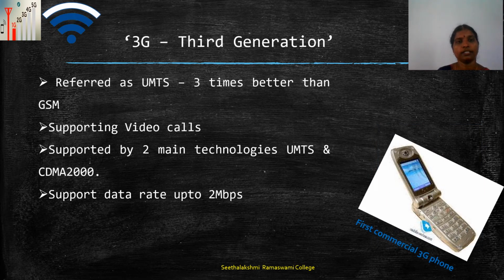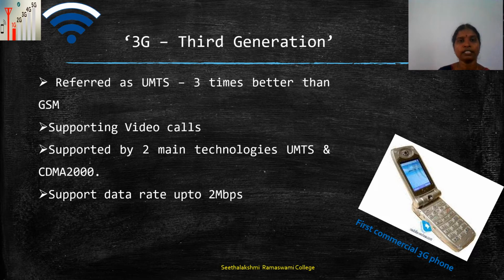Third generation. 3G technology, usually referred to as Universal Mobile Telecommunication Standard, that is UMTS, is found to be 3 times better than GSM, so-called 3GSM, with a maximum data rate of 8 Mbps. It assigns low data rate channel for voice calls and large data rate channel for video calls.